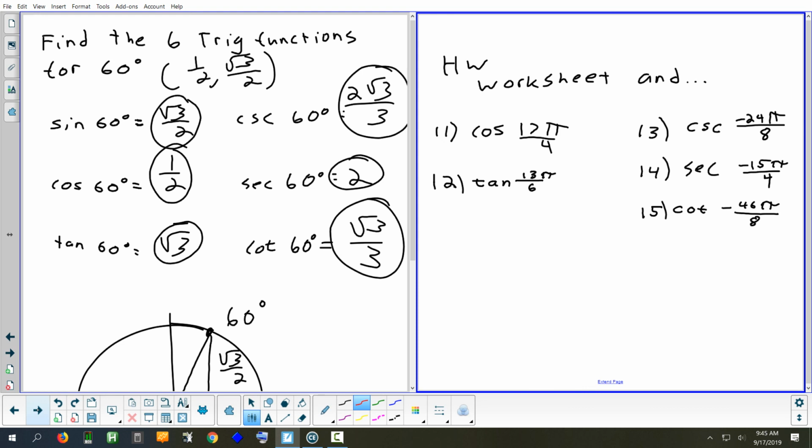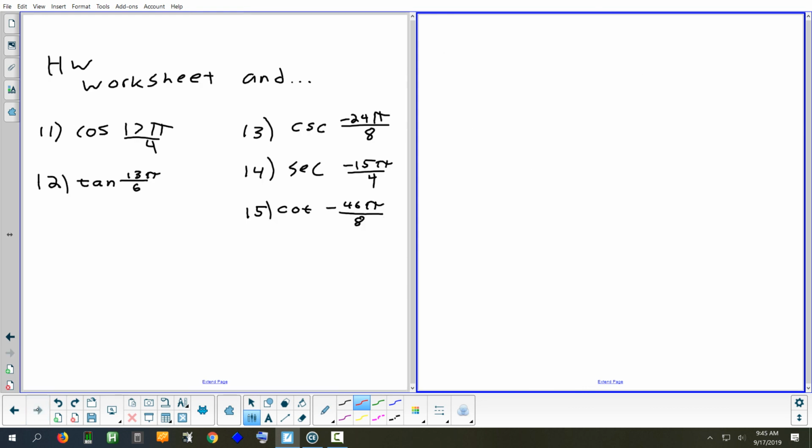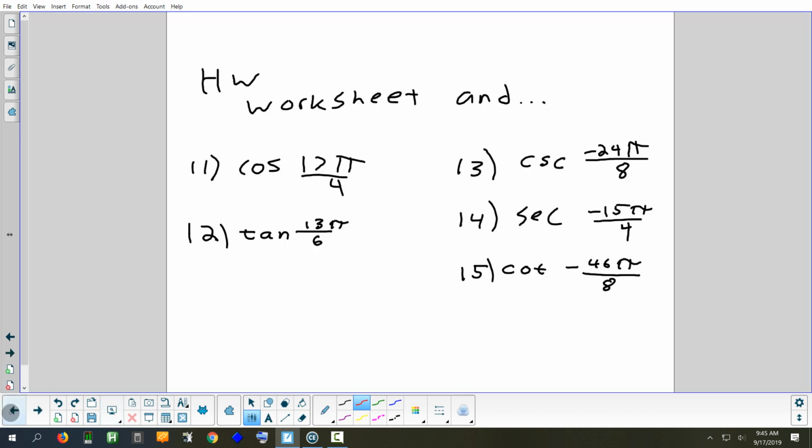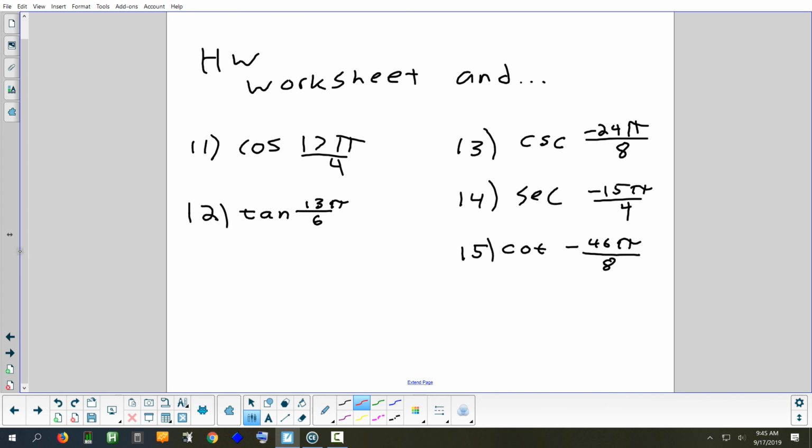So, the homework tonight is a worksheet. That's the first 10 questions. And then there's 5 other questions I didn't get on the worksheet. So you'll have to copy down these 5. Some of the problems we have up there are review from yesterday. So some of those might come out to like 90 or 180, something like that. But the angles are 17 pi over 4, 13 pi over 6, negative 24 pi over 8, negative 15 pi over 4, and negative 46 pi over 8.